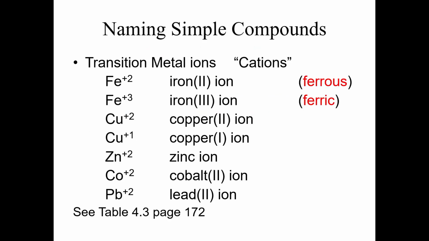If you can have different charges, you don't just call it the iron ion. You indicate the charge of the particular ion. So if iron can either be +2 or +3, you write that as a Roman numeral. Iron(II) ion means that it's +2. Iron(III) means it's +3. Copper can do the same thing: copper(I) and copper(II). Zinc cannot. Zinc can only have one charge.